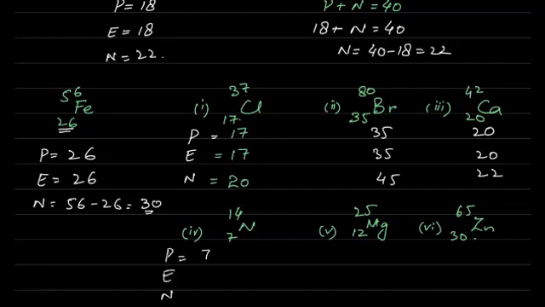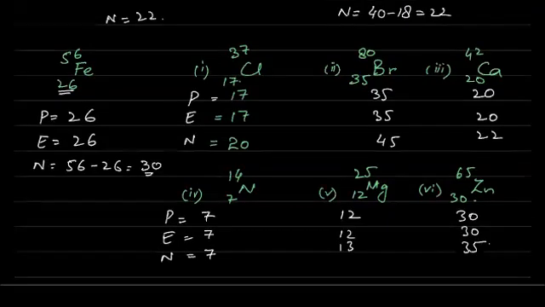Again, protons, electrons, and neutrons. Protons are 7, electrons 7, neutrons are also 7. It's 12, 12, and 13. It's 30, 30, and 35. Check your answers. So this was the way we can find out the number of protons, electrons, and neutrons if atomic number and mass number, or atomic number and atomic mass, is given to you.